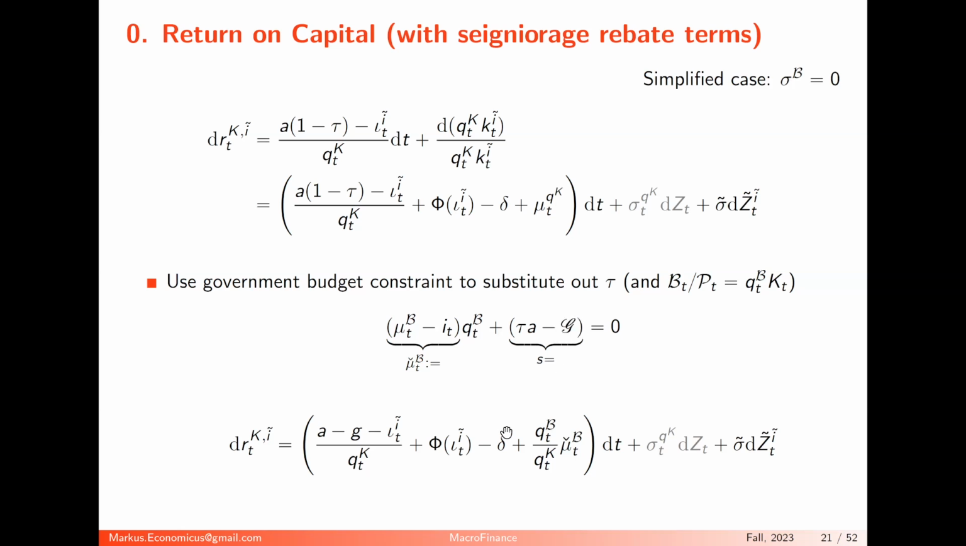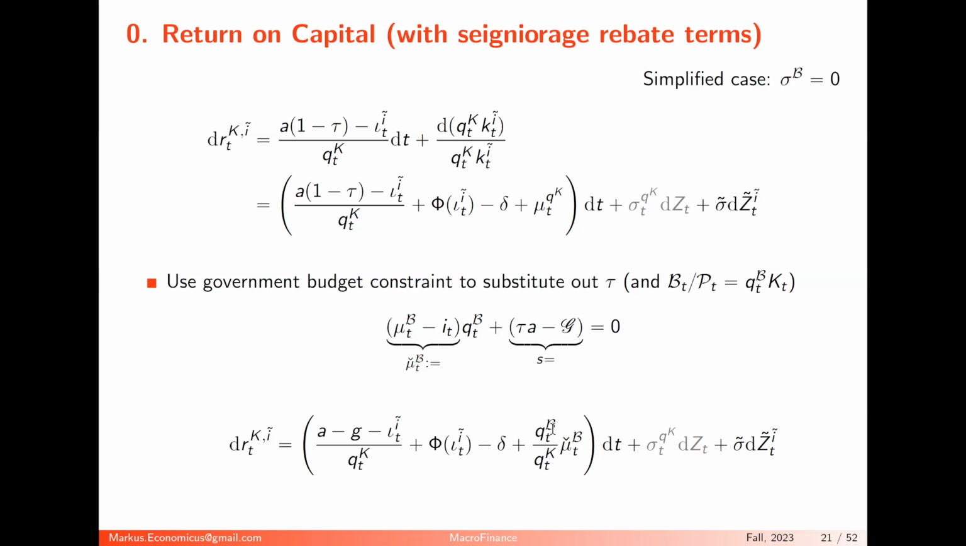And so you can think of, if the government is printing, so what can you see here? There's no aggregate risk, so that should be gone here too. If the government prints more nominal bonds, then it will generate more seigniorage. Because if it's more seigniorage, it can lower the taxes. So the real return on capital is going up. Okay. So that's what this term reflects.